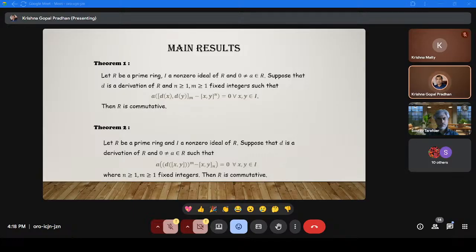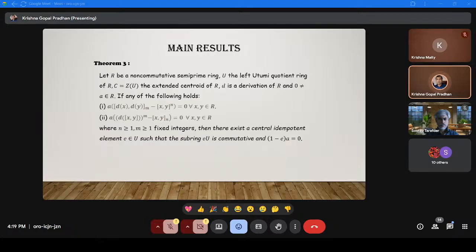In Theorem 2, we have proved that if R is a prime ring, I a non-zero ideal of R, and D a derivation satisfying another identity, then R is commutative. And also we have studied the result for a non-commutative semi-prime ring.